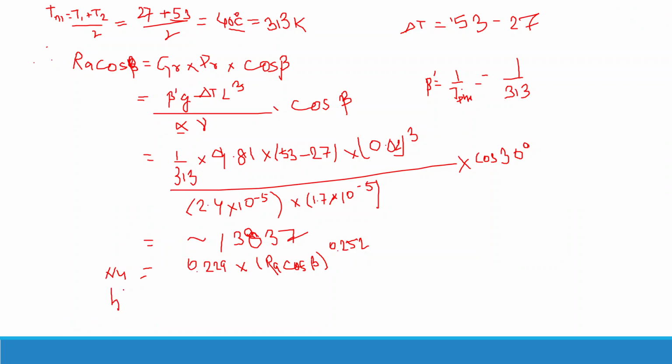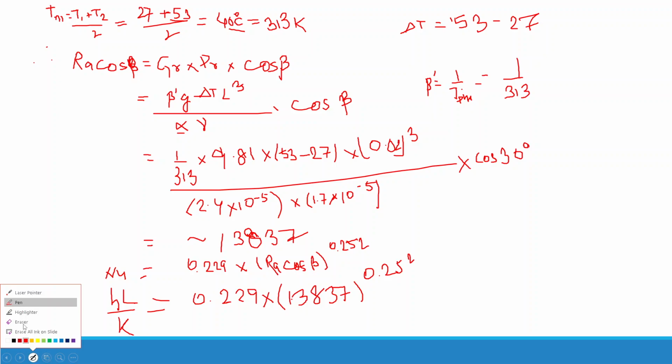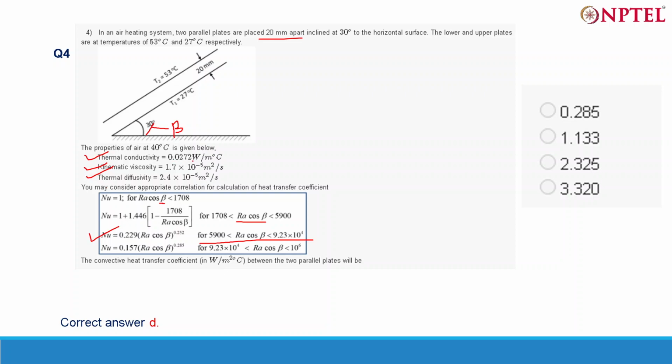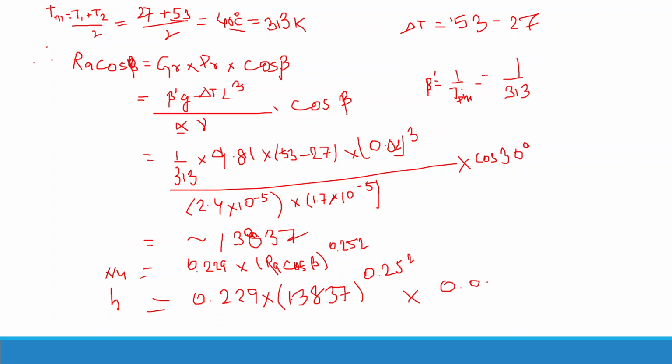Now Nusselt number itself is hL upon k, and we put this value: 0.229 into 13837 to the power 0.252. So putting the value here, L is 0.02, and you need h only, so multiply them here. Here k, the thermal conductivity, is 0.0272, and L was 0.02. Now calculate it.